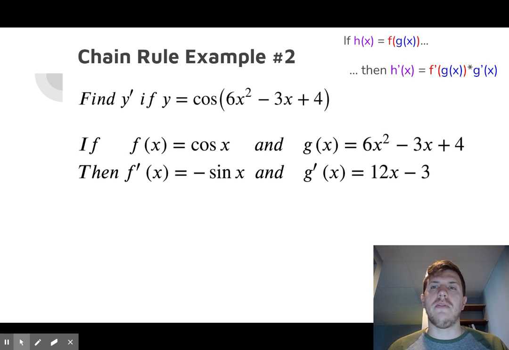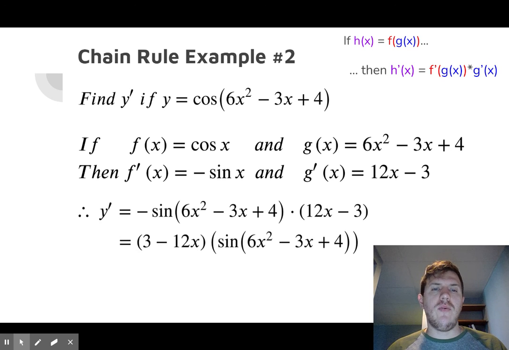And once again, we're going to apply that chain rule that we see in the top right corner. When we do that, we get negative sine of 6x squared minus 3x plus 4 times the derivative of that secondary function, 12x minus 3. And because I multiply this sine function by a negative, I'm just going to go ahead and multiply by what's inside the parentheses here, 12x minus 3, and get 3 minus 12x times sine of 6x squared minus 3x plus 4.